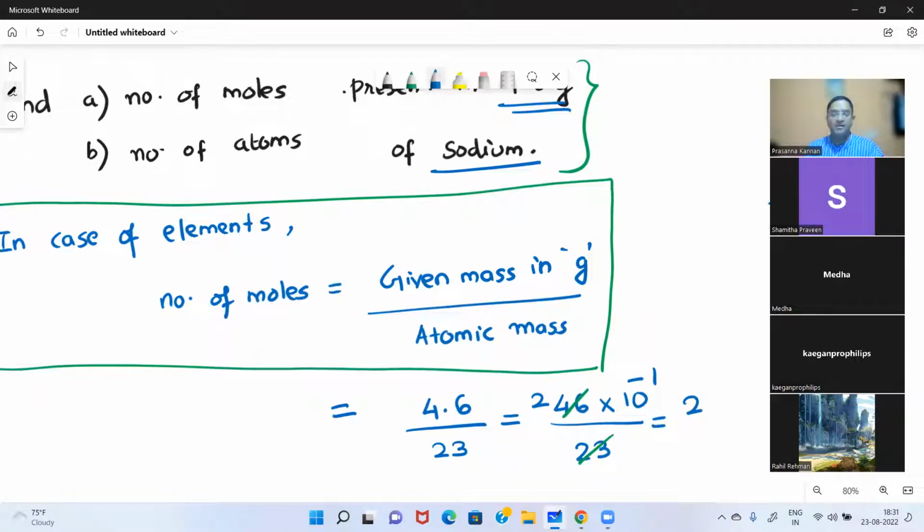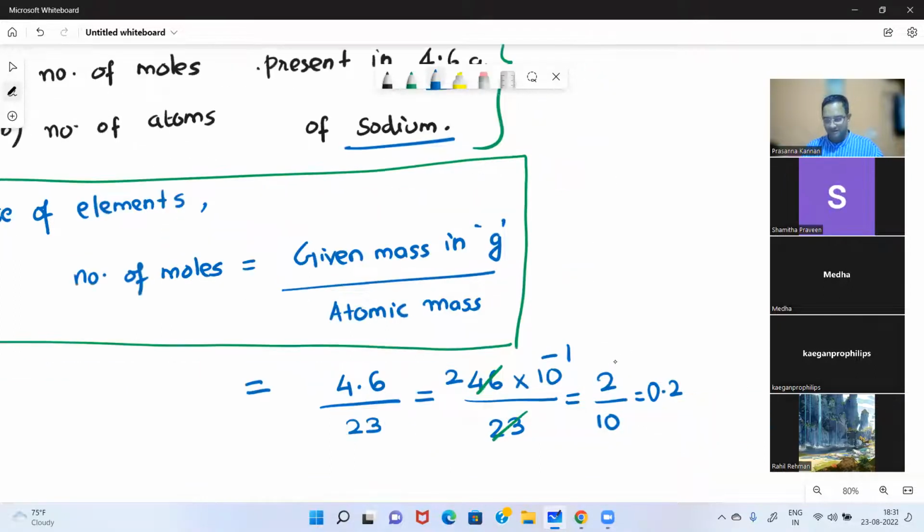So this is 2 into 10 power minus 1. That can be written as 2 divided by 10, which is nothing but 0.2. Therefore, the answer for the question is 0.2 moles. Clear? Yes, sir. So it is 0.2 mole.